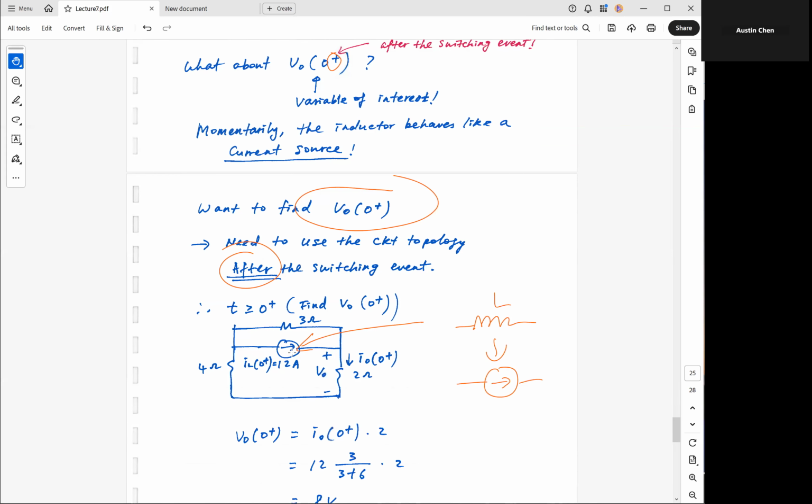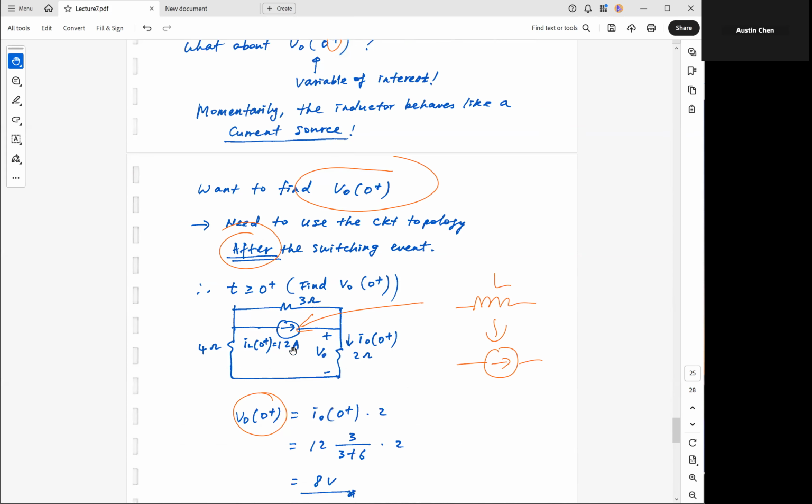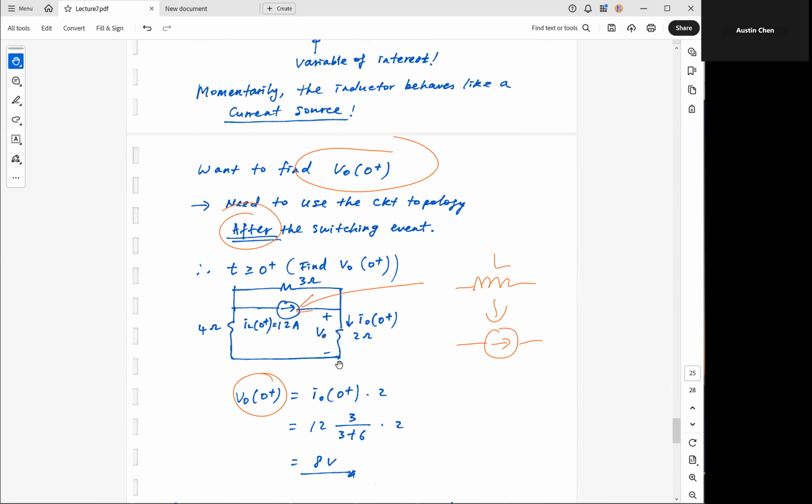All right, so based on this new circuit diagram and this arrangement, we are going to find V0 at 0 plus. Strategically, to find this voltage drop across the 2 ohm resistor, all I have to find is this I0 at 0 plus, the current passing through this 2 ohm resistor. I take that current, multiply by 2. I'm just applying Ohm's law here, I times R.